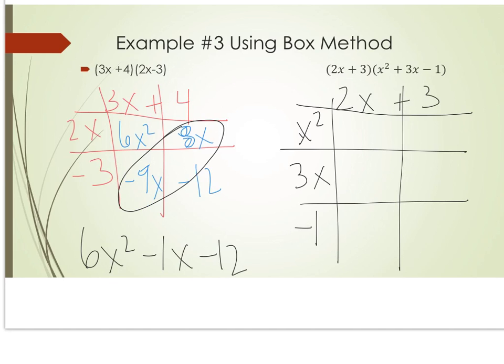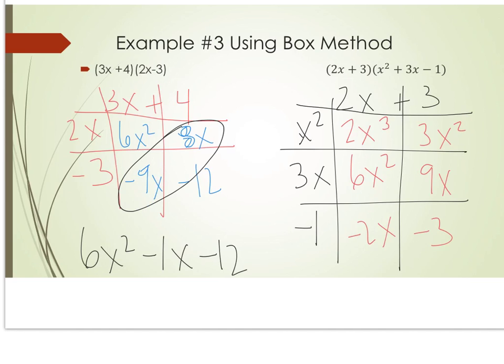2x times x squared gives me 2x cubed. 2x times 3x gives me 6x squared. And 2x times negative 1, negative 2x. Next row, 3 times x squared gives me 3x squared. 3 times 3x, 9x. And 3 times negative 1, negative 3.